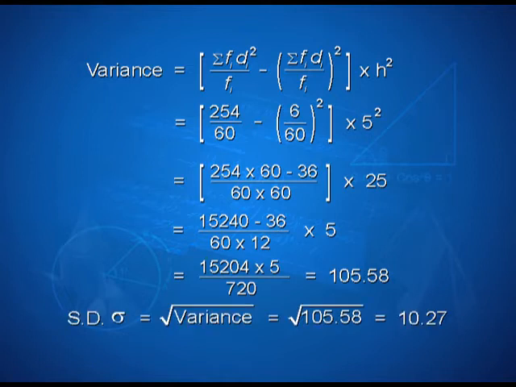105.58. Therefore, standard deviation sigma is obtained as the positive square root of variance, that is equal to the positive square root of 105.58, that gives 10.27.